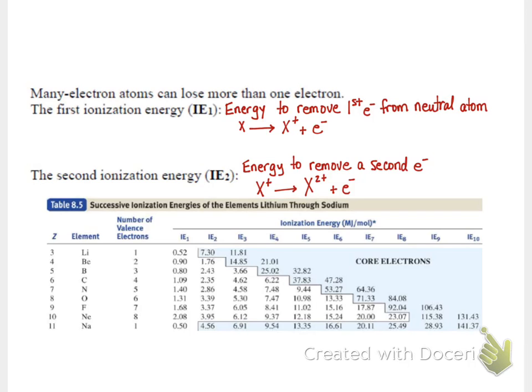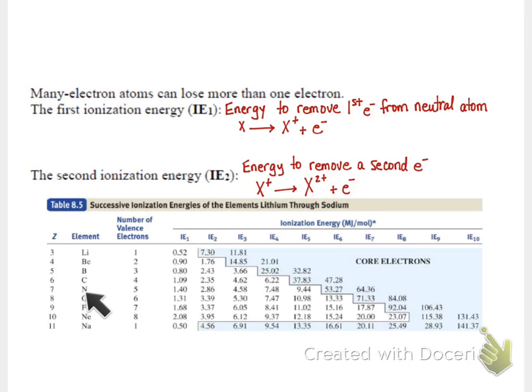This table is a description of the successive ionization energies for elements lithium through sodium. Here's lithium, atomic number 3, and sodium down here, atomic number 11. They are the elements in the second period of the periodic table. Lithium has 3 total electrons, 1 valence electron. The first ionization energy costs a little bit of energy. The second is going to cost a lot more, and then more still.